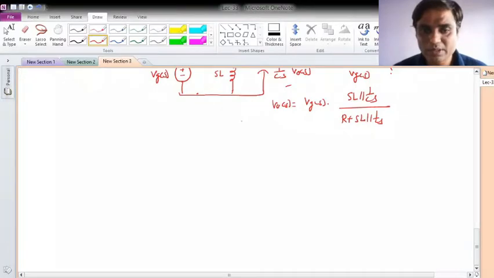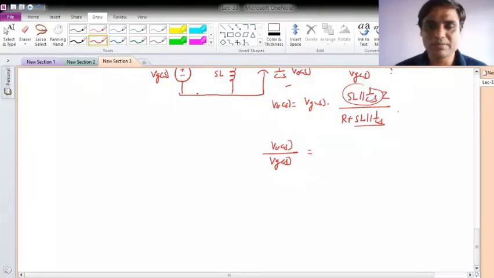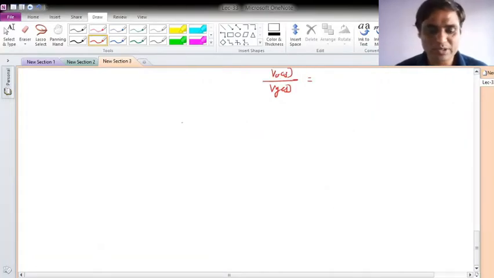So that way we can write V0 of S over VG of S, which will be equal to this SL parallel with 1 over CS, which is some equivalent impedance, divided by R plus that equivalent impedance. So this is your voltage transfer function, or voltage ratio transfer function.